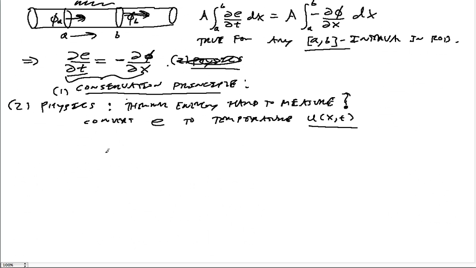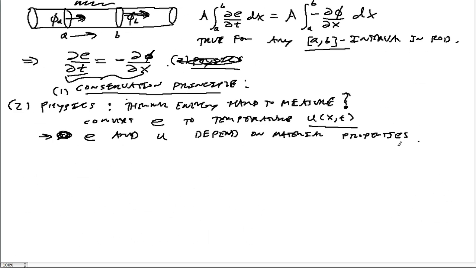Well, recall that energy and temperature are related through a complicated property. It depends. So I should say E and u, i.e. the energy and the temperature, depend on material properties. So what are those material properties? Well, what we call the specific heat. c, that's our new variable, is the specific heat, and we can make it a function of x if our material changes over space.